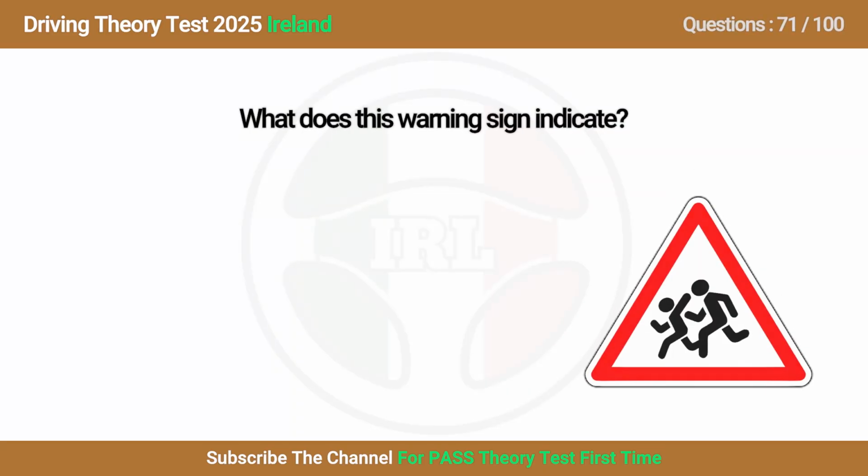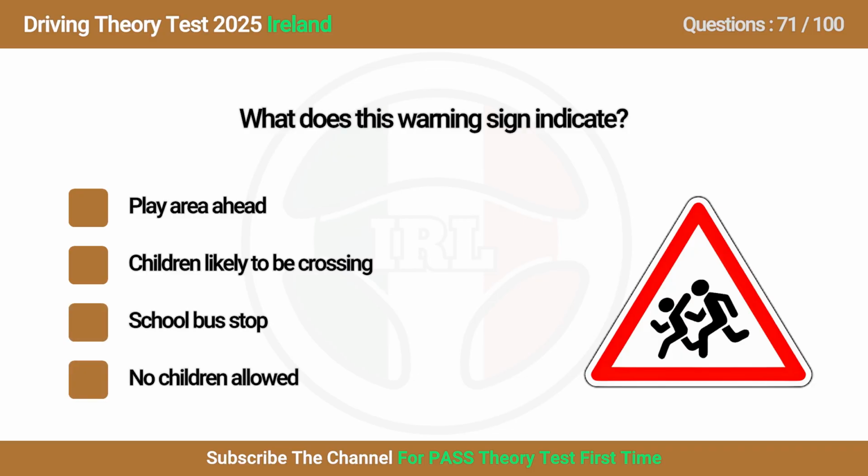Question 71. What does this warning sign indicate? A. Play area ahead. B. Children likely to be crossing. C. School bus stop. D. No children allowed.